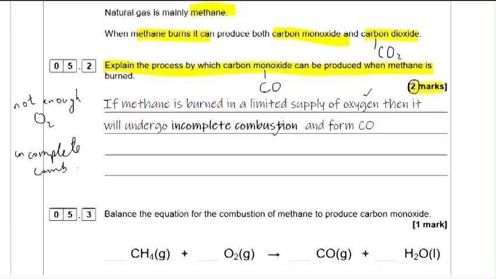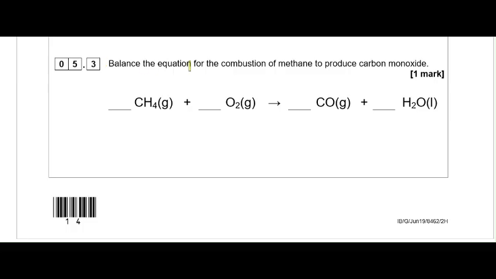2 marks. 5.3. Balance the equation for the combustion of methane to produce carbon monoxide. And this is for 1 mark. And there's a lot of work on this just for 1 mark. But let's go through it carefully. The way to tackle this is to balance firstly the carbons, then the hydrogens, and then finally the oxygens. We write out the individual atoms in each molecule underneath as this.